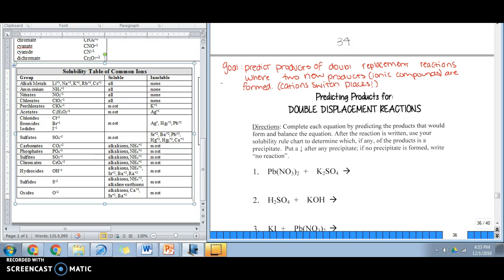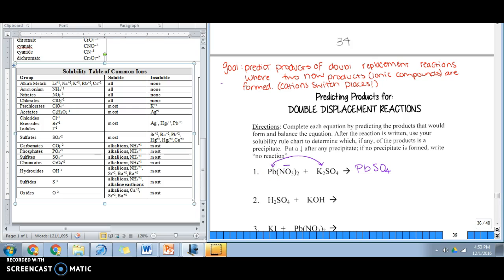In this case, our cations are going to switch places. So in the first example, Pb and K are going to flip-flop. Pb is going to be bonded to SO4 and K will be bonded to NO3. The important thing to remember here is that we must make sure that we are writing chemical formulas that have balanced charges. We can't just pair up K and Pb in the same ratio that they were paired up with before. So Pb will now be bonded with SO4.